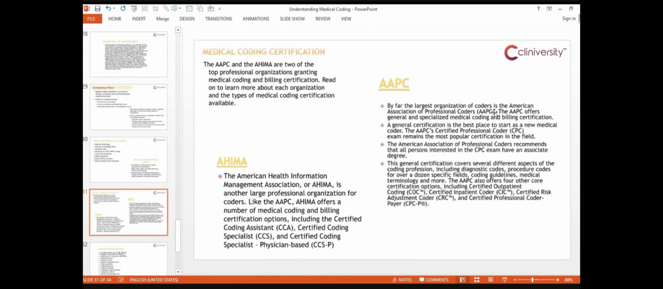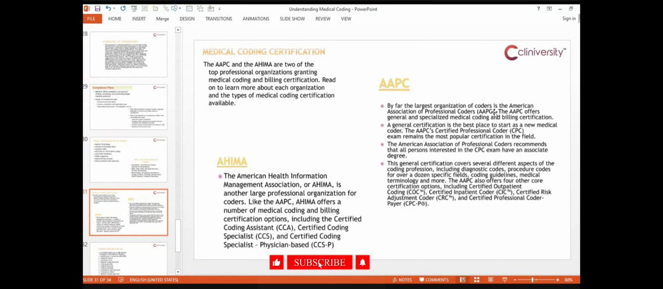AAPC also offers four other core certification options. Apart from this certification, AAPC offers other certifications, including Certified Outpatient Coder, that is COC, Certified Inpatient Coder, CIC, Certified Risk Adjustment Coder, that is CRC, and Certified Professional Coder Payer, that is CPC-P.